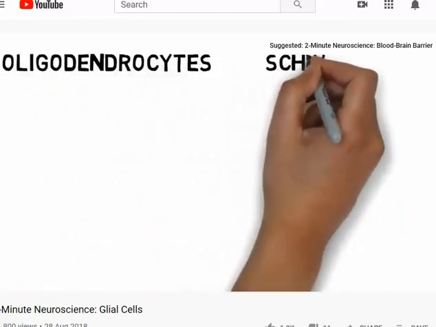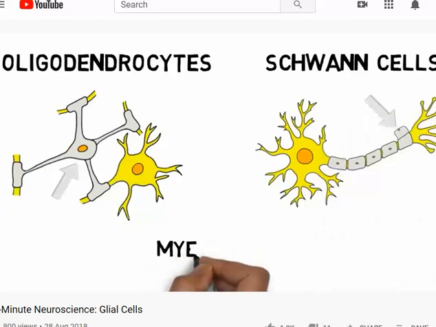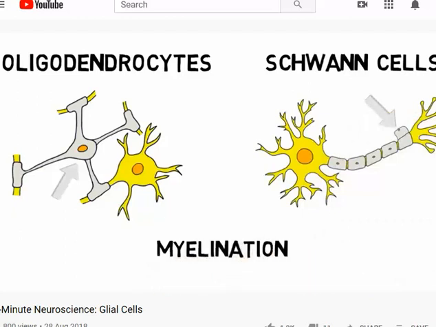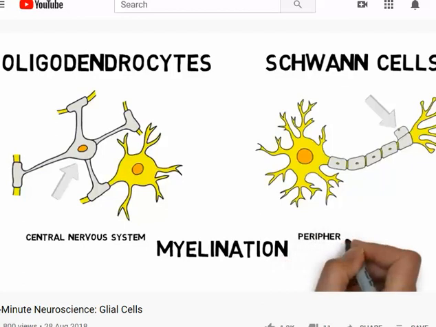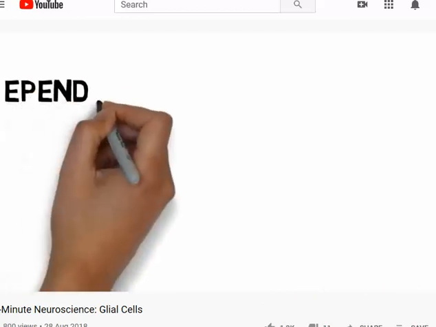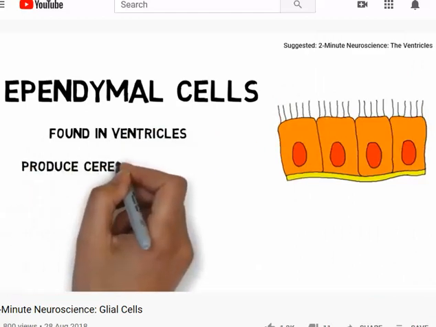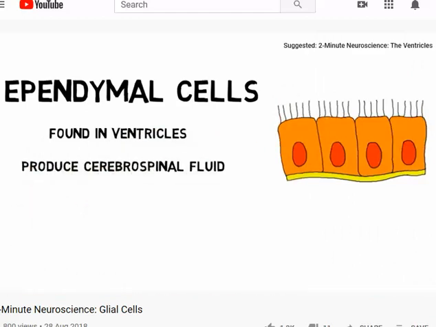Oligodendrocytes and Schwann cells are both responsible for covering neurons with an insulatory material called myelin. Oligodendrocytes myelinate neurons in the central nervous system, and Schwann cells myelinate neurons in the peripheral nervous system. Ependymal cells are found in the walls of the ventricles, where they produce cerebrospinal fluid, which then circulates around the brain, performing many functions, including protecting the brain from injury and removing waste products from the brain.